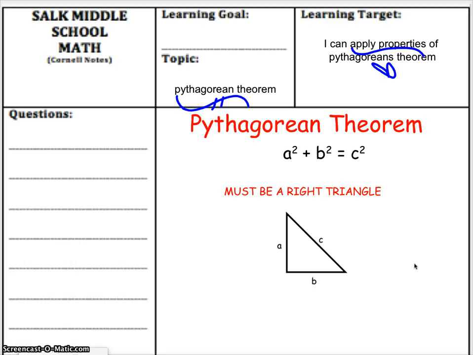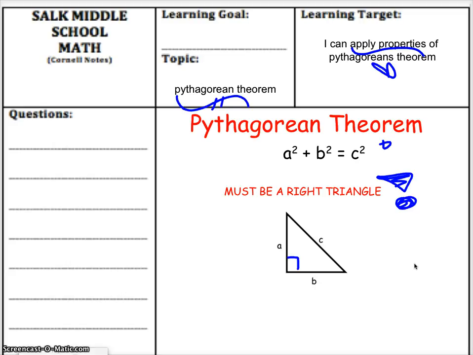Okay? Here it is. Given any right triangle, the sum of the squares of the legs is equal to the square of the hypotenuse. A squared plus B squared equals C squared. And notice here I said it must be a right triangle. I was just going to write that. So make sure you put an exclamation mark or something by that. It has to be a right triangle.